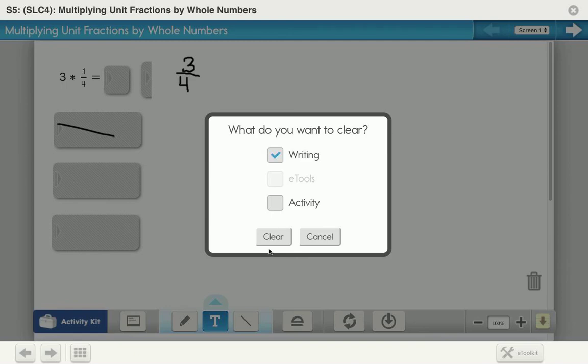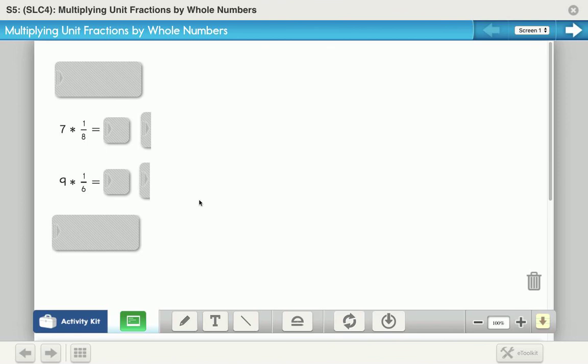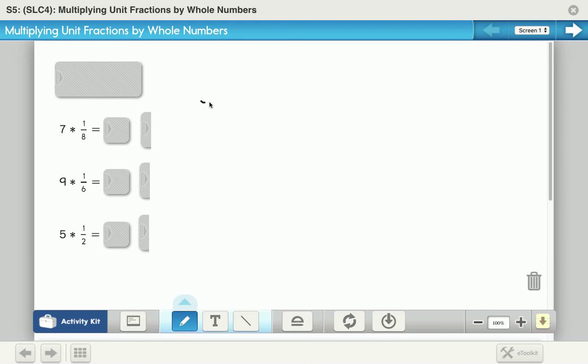Sorry, just a second, let me clear all that. I'm going to open the rest of these up before I do them, and that way I won't have to worry about that. Okay, so 7 times 1/8. So again, we take our whole number times our numerator. So 7 times 1 is 7. And our denominator would be 8.